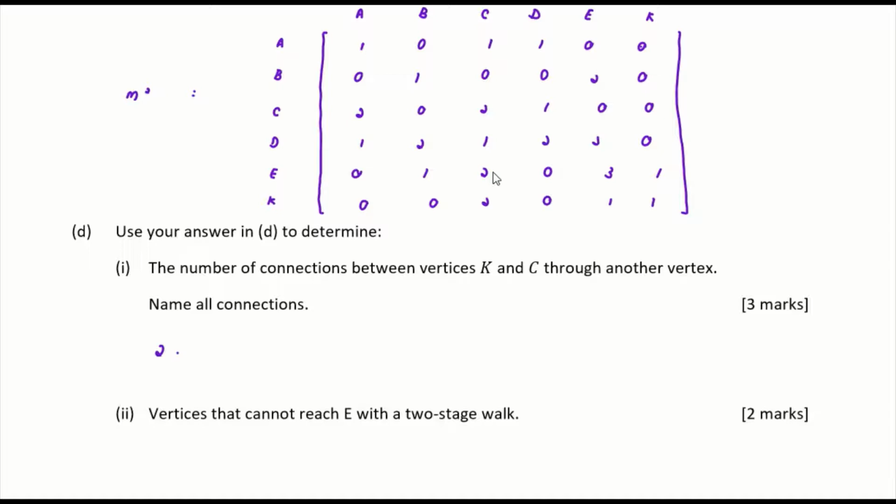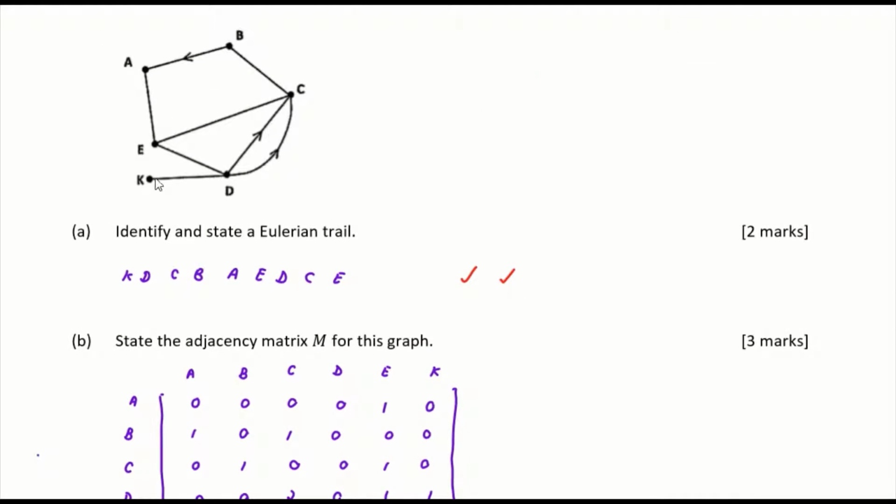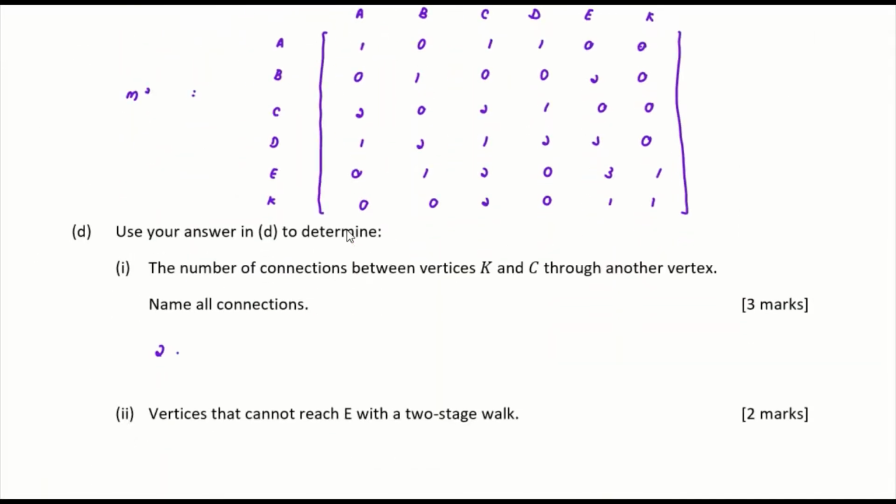Okay, so in this case you have 2, now let's try to check it from the graph because the question also wants us to name the connection. So from K to C. I think it's quite obvious. So 2 stage, so 1, 2 and then 1, 2. Both of the walks are KDC and KDC. Although they are the same thing, they are actually different edges, so you will need to indicate both.